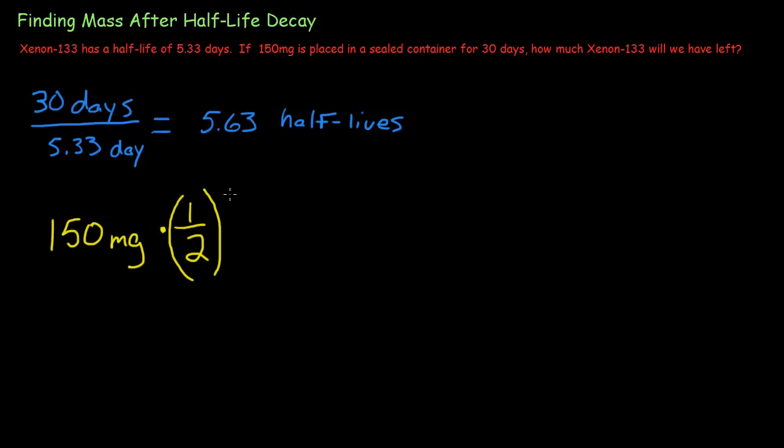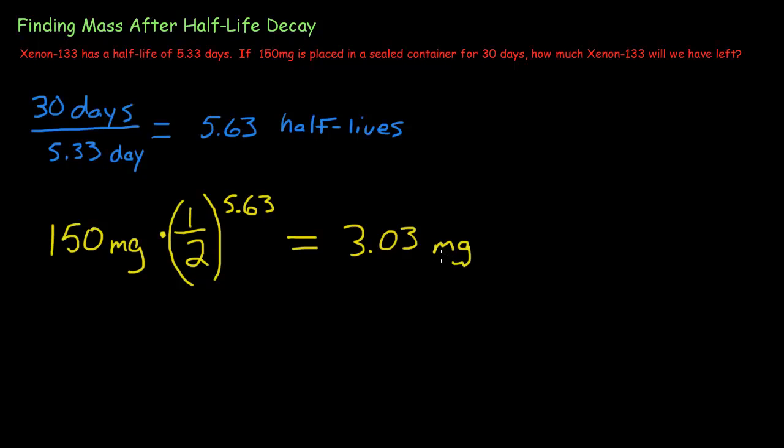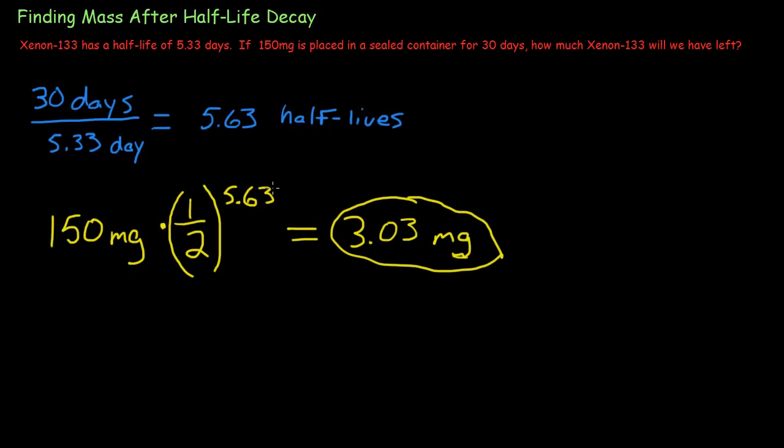half-life is an exponential decay. That's how many half-lives we've been through. So we're going to take one half to the power of how many half-lives we have, which in our case is 5.63. We're going to multiply that out, and that'll get us 3.03 milligrams. And that's how much we're going to have left after it goes through our half-life.